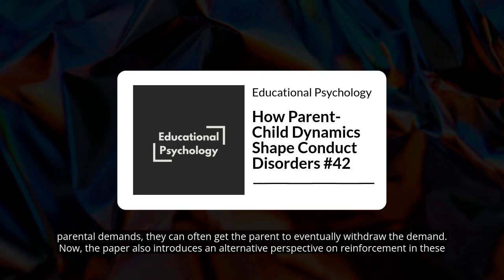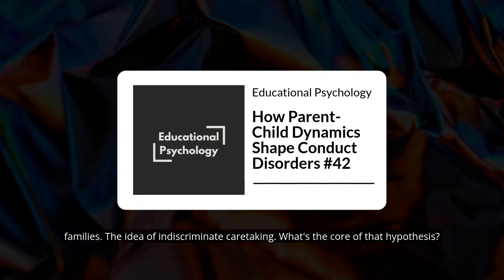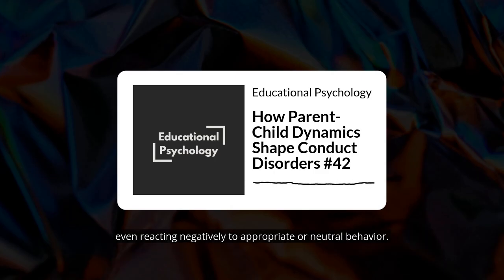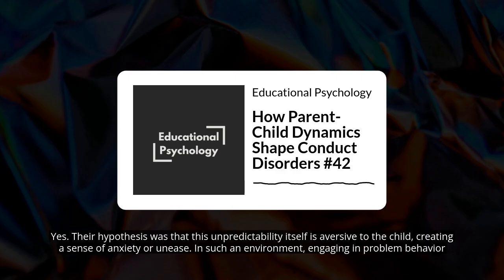Now, the paper also introduces an alternative perspective on reinforcement in these families, the idea of indiscriminate caretaking. What's the core of that hypothesis? Waller and Dumas propose that in families where children have CD, parents might exhibit a pattern of responding to their children in a very unpredictable way, sometimes even reacting negatively to appropriate or neutral behavior. Unpredictable reaction. Yes. Their hypothesis was that this unpredictability itself is aversive to the child, creating a sense of anxiety or unease.